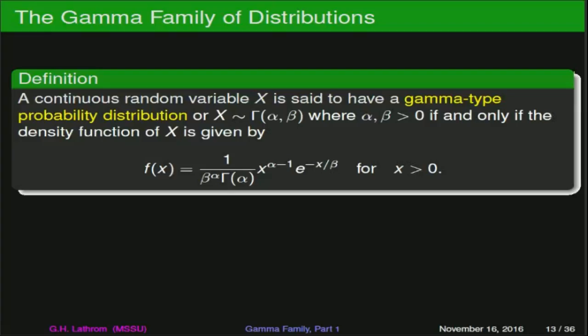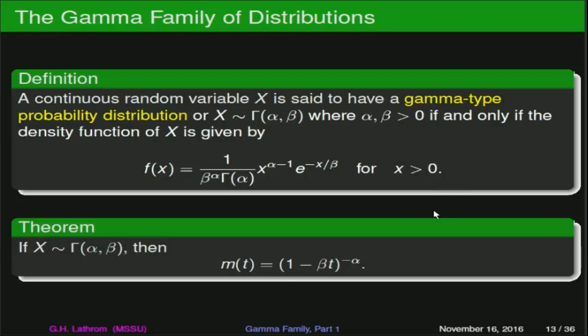And so now we're actually ready to define the gamma family of distributions. A continuous random variable x is said to have a gamma type probability distribution, we denote that by saying x is distributed gamma of alpha and beta, where alpha and beta are positive real numbers, if and only if the density function for x can be written as 1 over beta to the alpha times gamma of alpha times x to the alpha minus 1 e to the negative x over beta. And that will be defined for all x greater than 0.